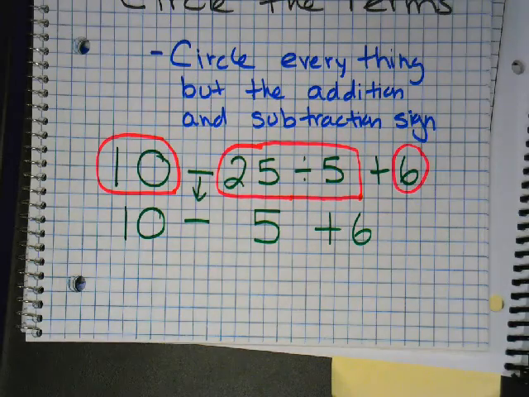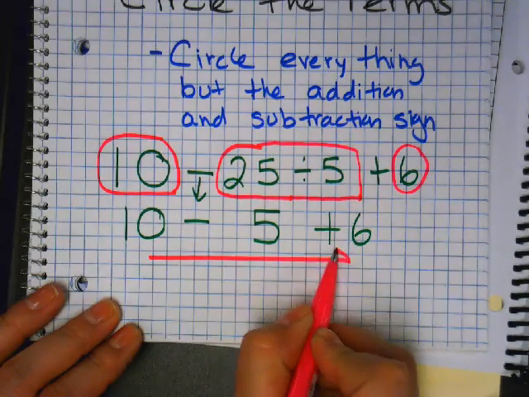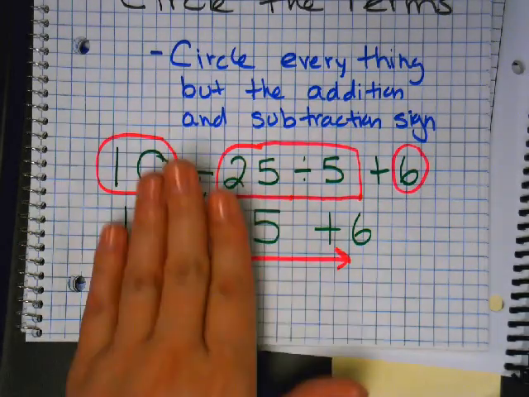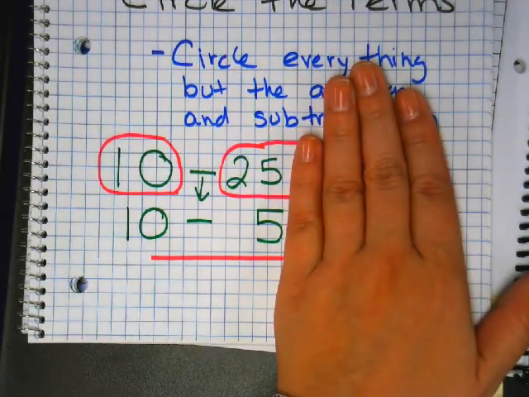Now, I'm only left with subtraction and addition, which is great. That's what you want to end up with at the end. Only addition and subtraction. Now we're just going to do it from left to right. So, 10 minus 5 is 5, plus 6.